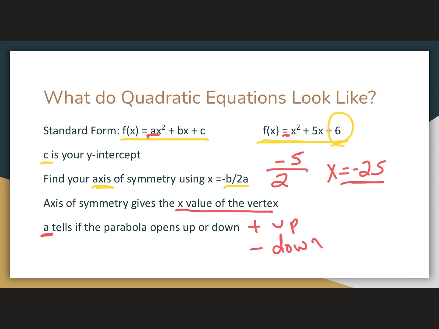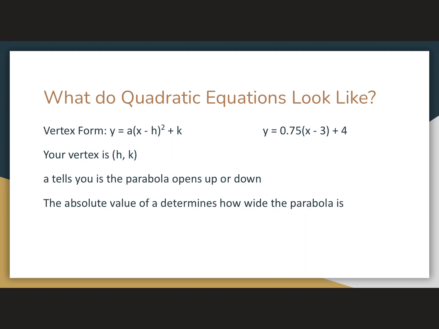So let's look at another format it might take. Another format, this is called the vertex form. a times x minus h squared plus k. It might look something like this when you actually see it. Your vertex is (h, k). In this case, your vertex would be (3, 4). The a value still tells you if the parabola opens up or down. In this case, it is going to open up.